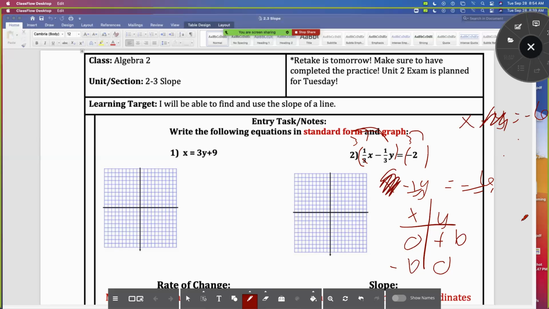0 and 6 can be located right over here. 1, 2, 3, 4, 5, 6. And then -6 and 0. 1, 2, 3, 4, 5, 6. And that's it. This would probably be a 5-pointer. One for changing it to standard form by doing the fractions, identifying your A, B, and C, and then also graphing it. So make sure that you got this down, because it's going to be worth quite a bit of points on your upcoming exam.